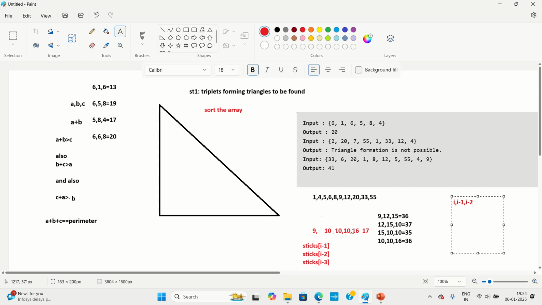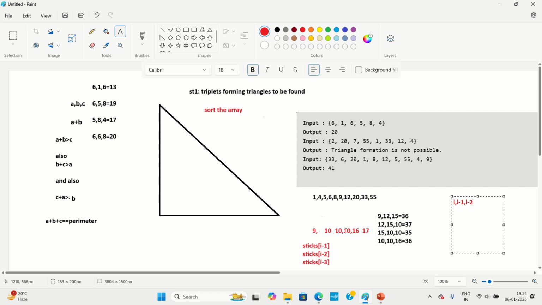If we do that, already the array is sorted. So, guys, do we need to actually check all these three conditions? No, right? Because already the array is sorted. So isn't it enough if the two minimum sides, that is 10 plus 16 here, are greater than 17, because 17 is the maximum side.